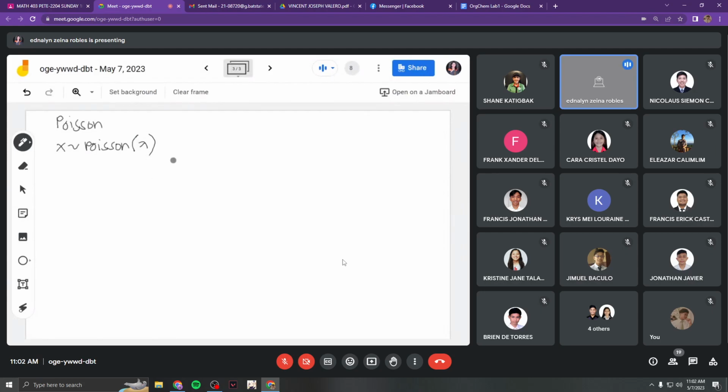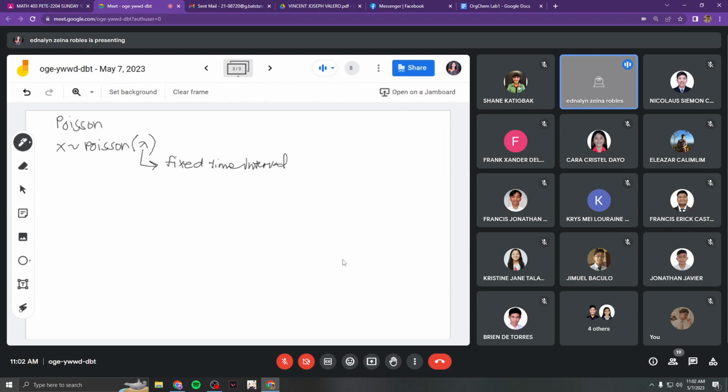So, X follows Poisson given the lambda. And as you can notice, in Poisson, we do have a parameter called lambda. And what is lambda? Lambda is the fixed time interval. So remember, in Poisson, it has a fixed time interval. And over these intervals, we observe the number of occurrences of a given event.